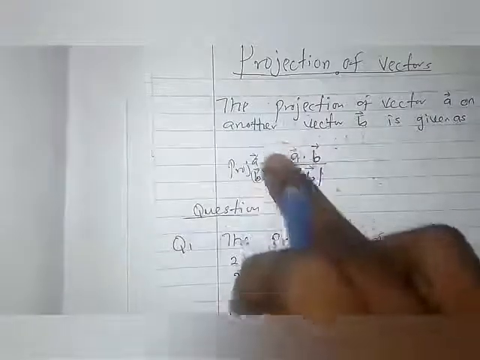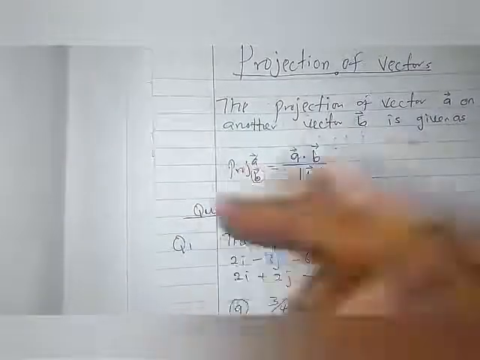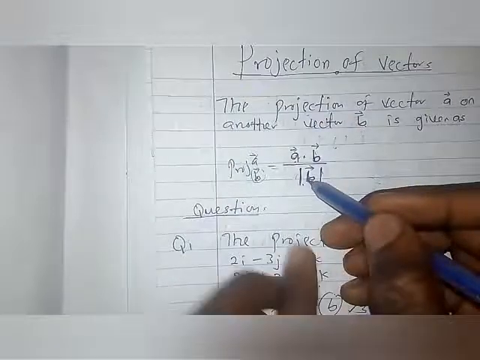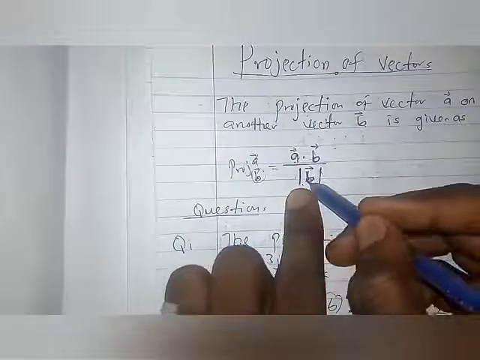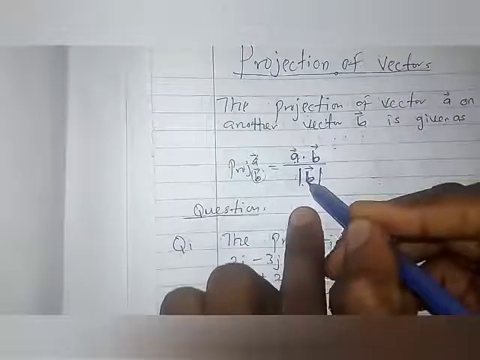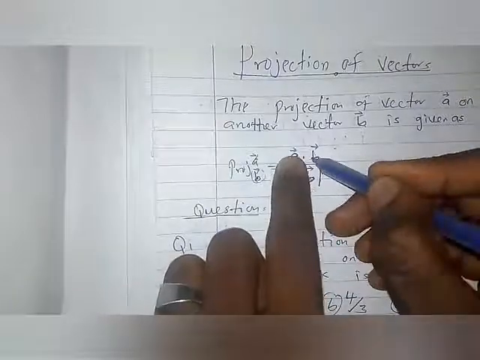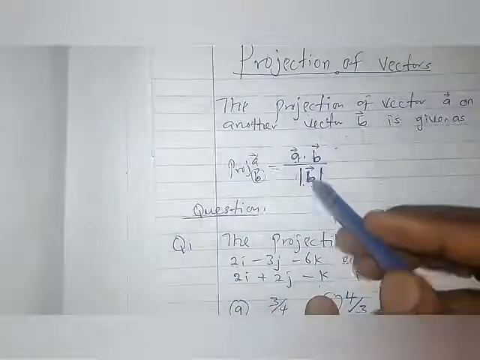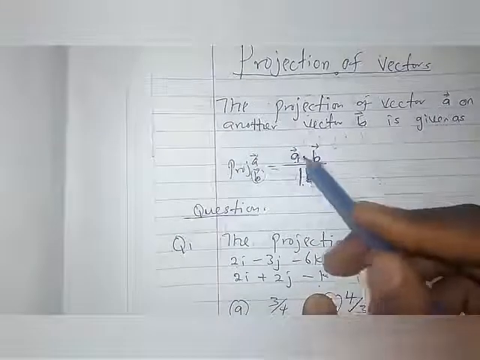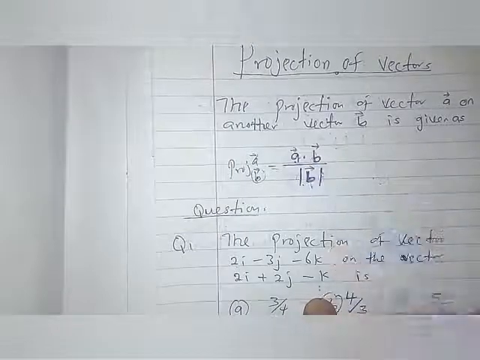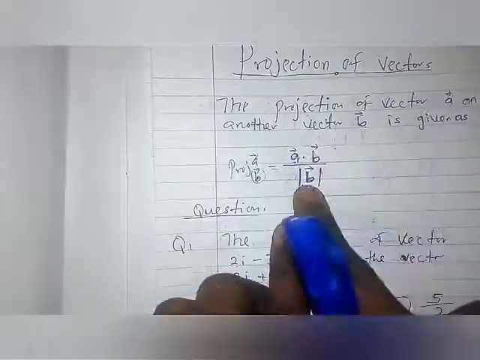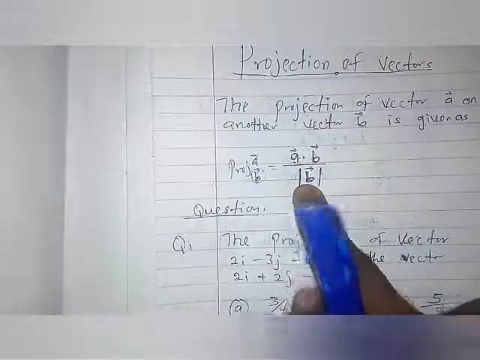So just try to know the formula here. If a vector is projected on another, just find the scalar product of the two vectors over the magnitude of the one which the first vector is projected on.